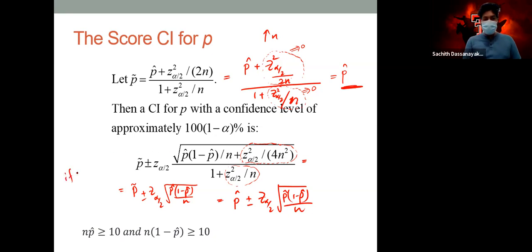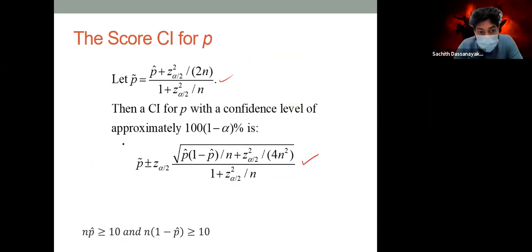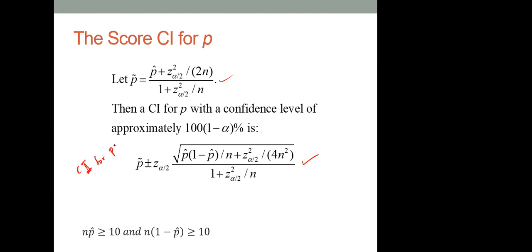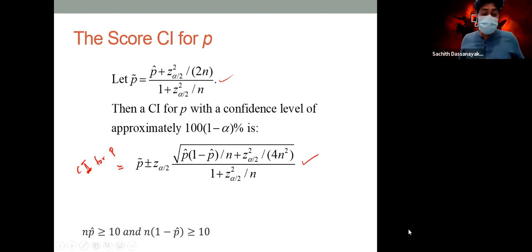If we have a large enough n, which means simply n greater than 40, something like that. Okay, so this is the CI for P. CI for P, where P means population proportion. So this interval gives us the confidence interval for P, the population proportion.